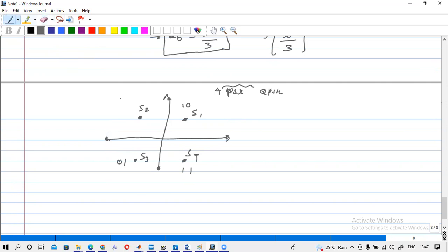I just write this, it is not asked to write. So you can see that you have 2 bits per one symbol. Now, you also can see that this distance, this distance, this distance are the same. So tell me, in QPSK, do all symbols have the same energy or not?